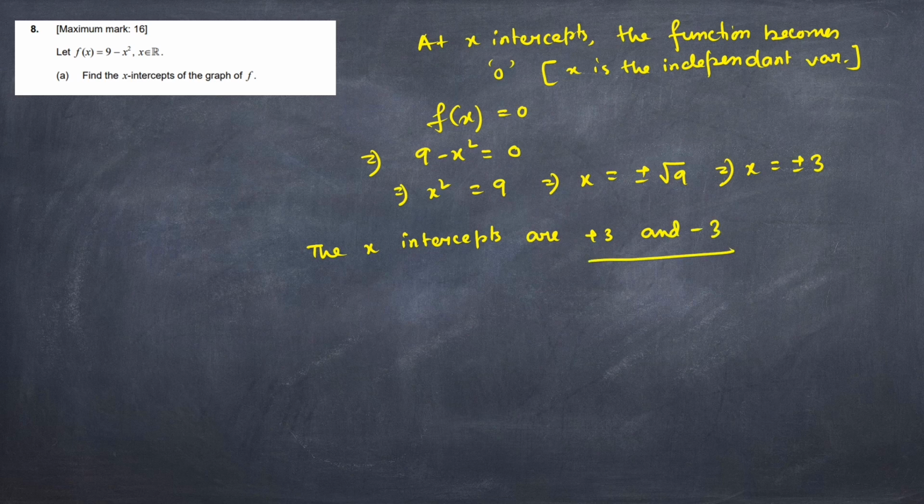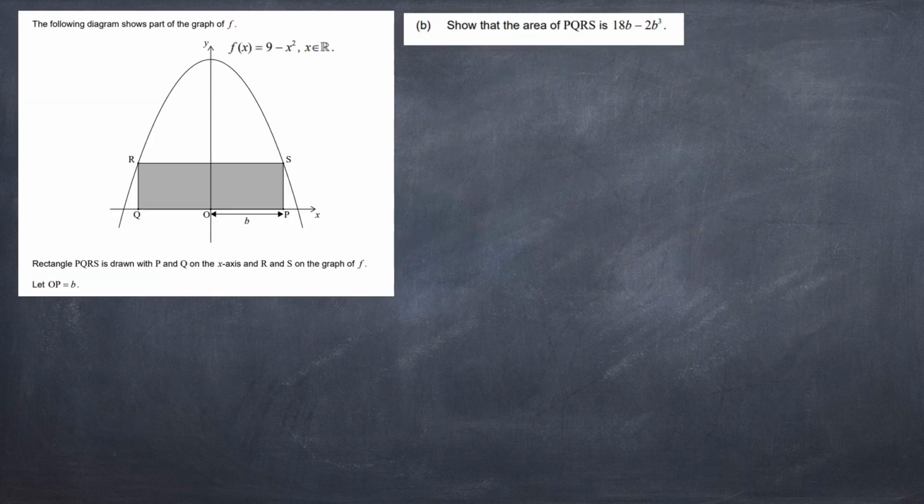Just remember the theory, that at x-intercepts the function becomes 0 provided x is the independent variable. Why am I mentioning that x is the independent variable? Because the function must be for x. If the function is for y, then obviously at y-intercepts the function will be 0. That is another problem, I am not discussing that, but you need to remember at x-intercepts the function becomes 0 if x is the independent variable. So let's do the next problem.